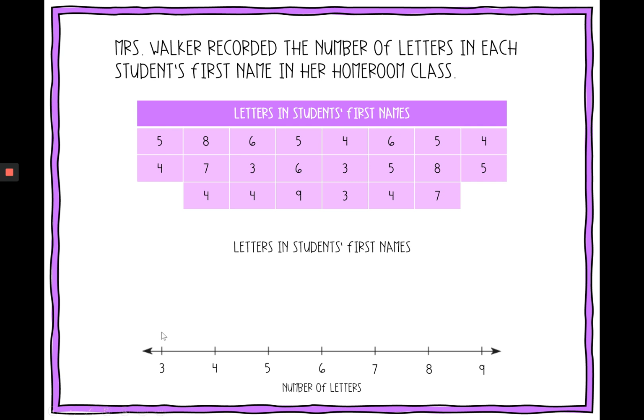So now I'm going to put the number of dots above each number of letters for how many times each number appears up here. I see the number 3 three times, so it's going to get 3 dots. 4, there are 6 people with 4 letters in their name. 5 people with 5 letters. 3 people with 6 letters in their first name. 2 people with 7, 2 people with 8, and 1 person with 9 letters in their first name.